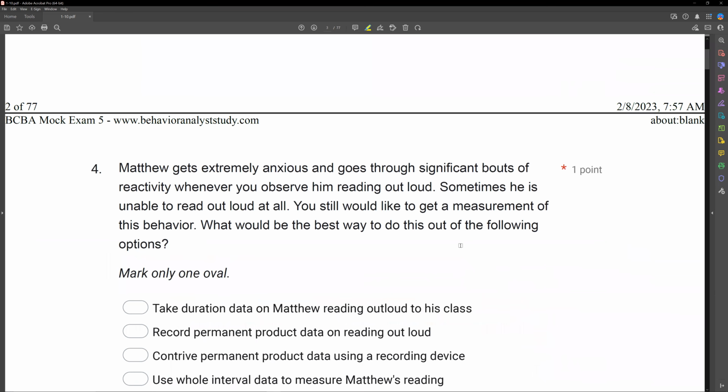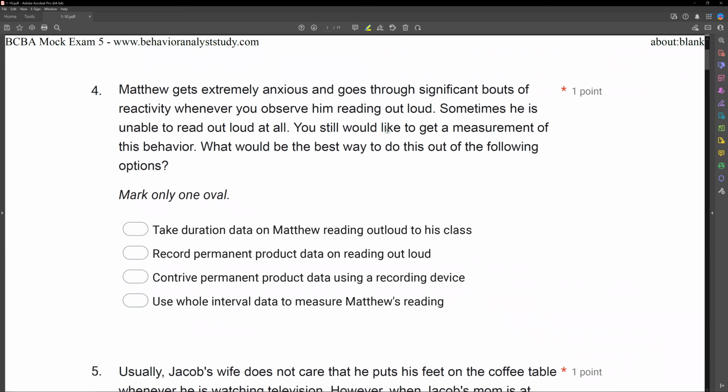4, Matthew gets extremely anxious and goes through significant bouts of reactivity whenever you observe him reading out loud. Sometimes he is unable to read out loud at all. You still would like to get a measurement of this behavior. What would be the best way to do this out of the following options? Now, this is tricky. And why is this tricky?